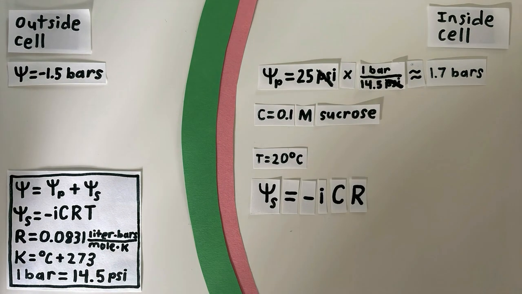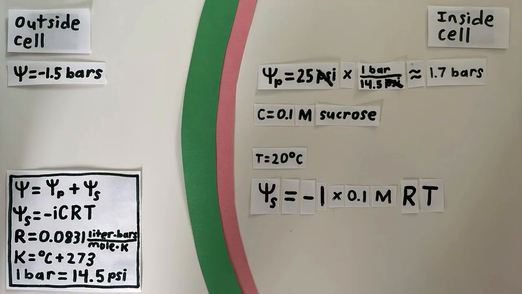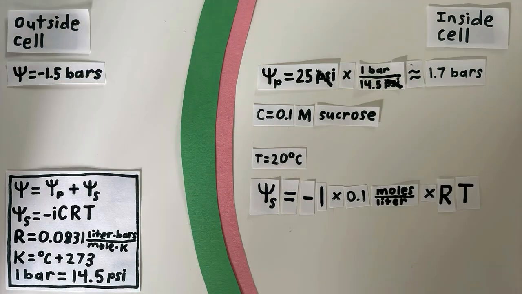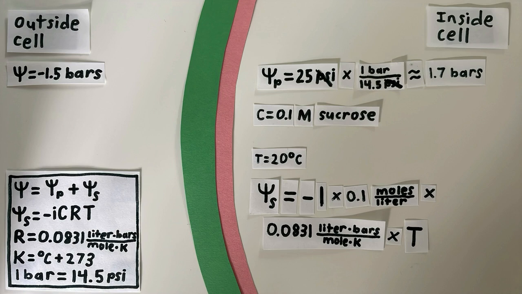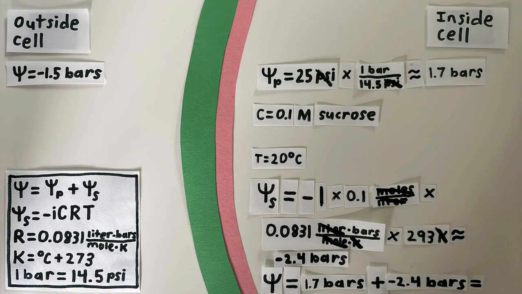For the solute potential, we have an ionization constant of 1, as sucrose does not break down in water. Our concentration is 0.1 molar sucrose. Molarity is the same as moles per liter, which will help our units cancel with the pressure constant, which we'll put in now. Our temperature is 20 degrees Celsius, which, adding 273, gives us 293 Kelvin. Canceling units and multiplying, we get a solute potential of about negative 2.4 bars. Adding this to the pressure potential gives us a water potential inside the cell of negative 0.7 bars.